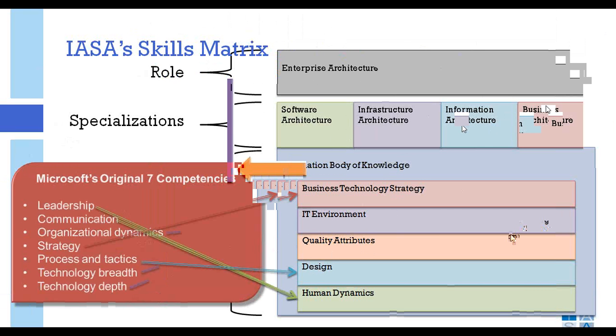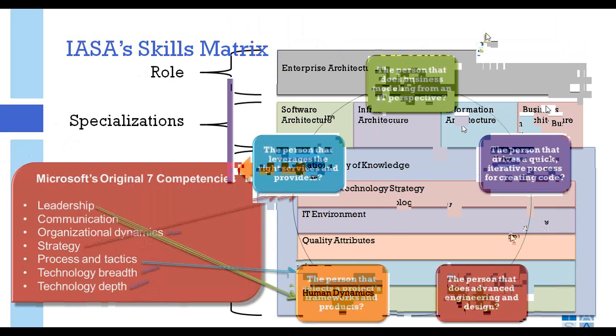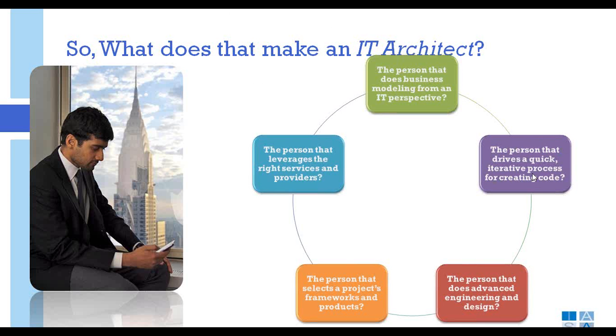So these are some of the things that make you or break you as an IT architect. Some of the things that I can showcase here: are you modeling it from an IT perspective? Or are you a person who thinks in a quick, iterative process for creating code? These are some of the specific roles and skills. A person that does advanced engineering and design so that you get technology-enabled support for a business. Selects the projects, frameworks and products so that you are able to map the available requirements and look at delivery schedule. Or you're looking at the right services and providers for the need of the business in your organization. So it might be a combination of all.